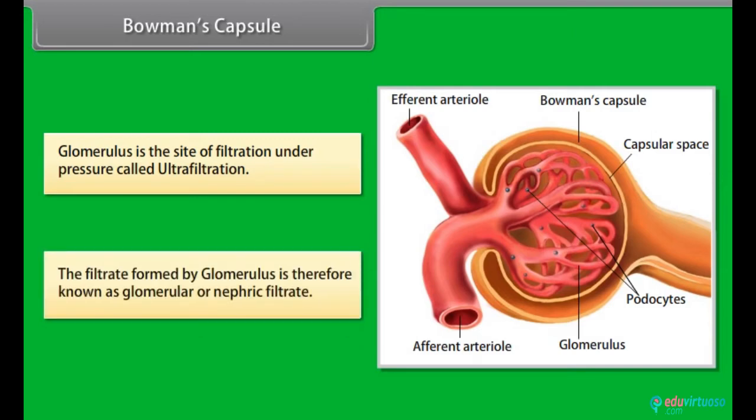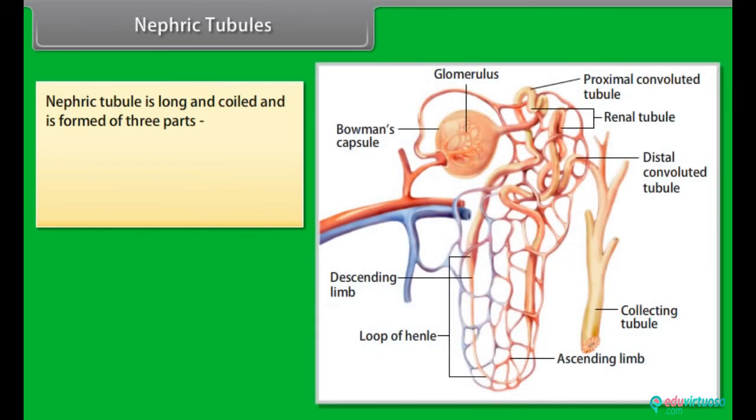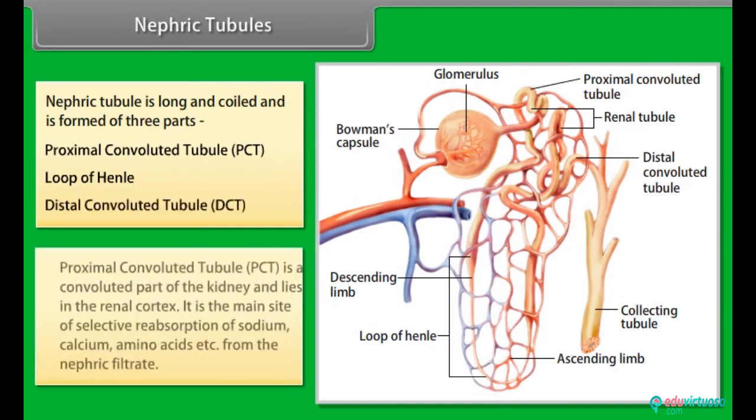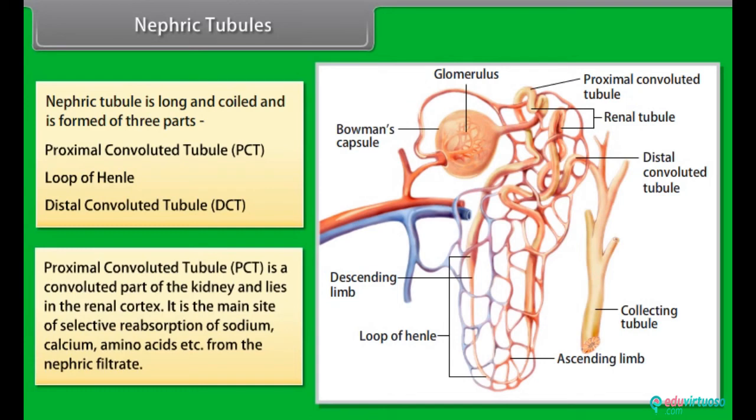The filtrate formed by glomerulus is therefore known as glomerular or nephric filtrate. Nephric tubules. Nephric tubule is long and coiled and is formed of three parts: proximal convoluted tubule (PCT), loop of Henle, distal convoluted tubule (DCT). Proximal convoluted tubule (PCT) is a convoluted part of the kidney and lies in the renal cortex.